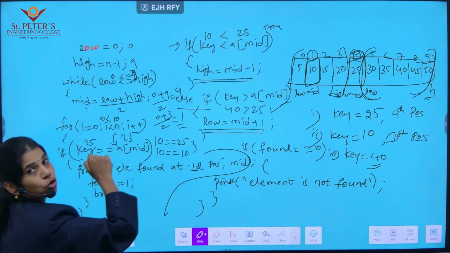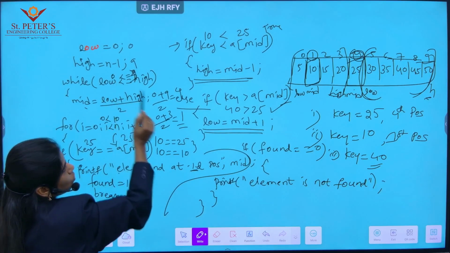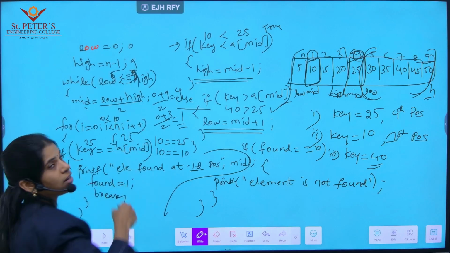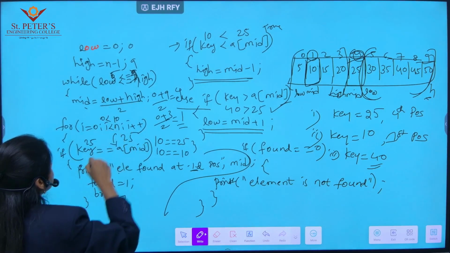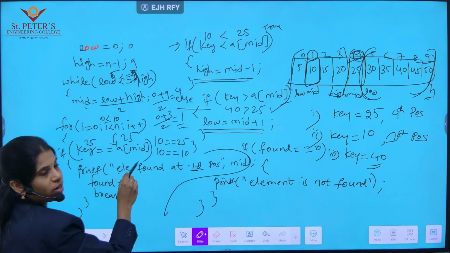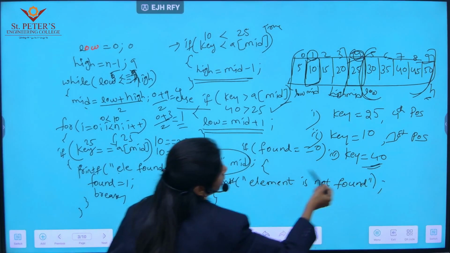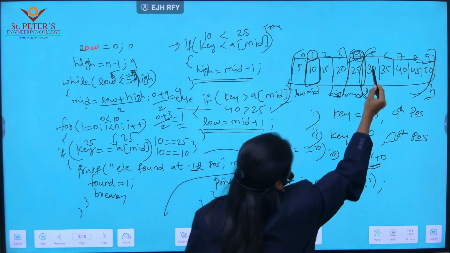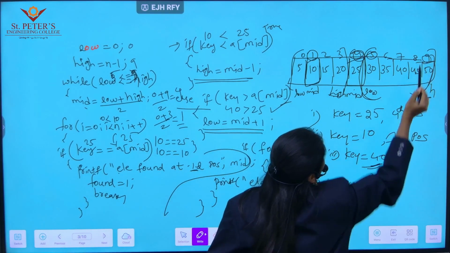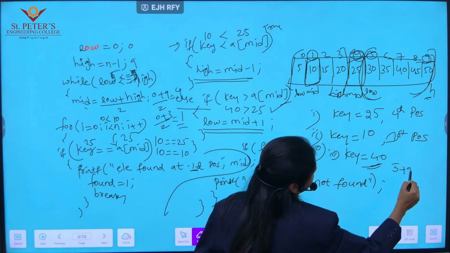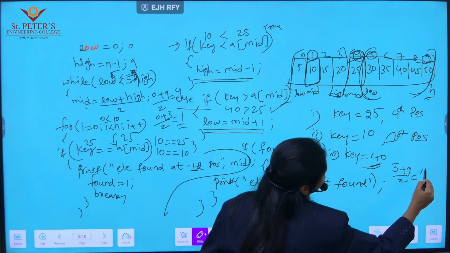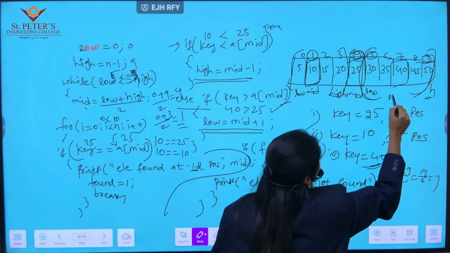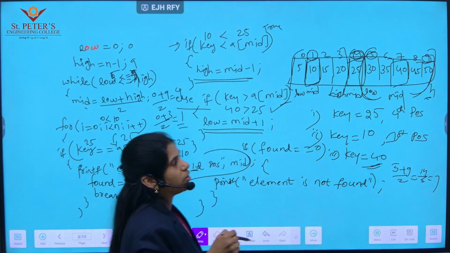Again go back to the while loop. What is our low value here? 5. 5 less than or equal to 9. Yes, it is true. Now key double equal to A of mid. What is our key value here? 40. What is our mid value here? Low is 5 and high is 9, so 5 plus 9 by 2, that is 14 by 2, that is 7. So this 7 is our mid value.